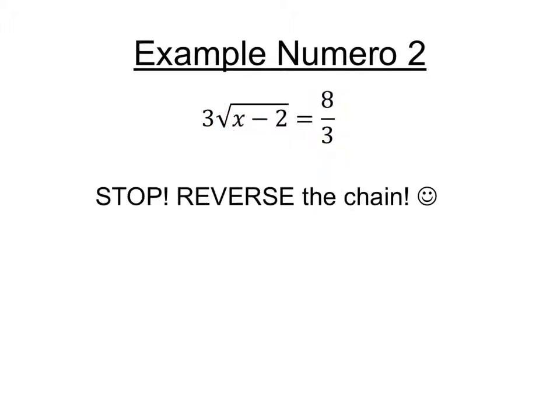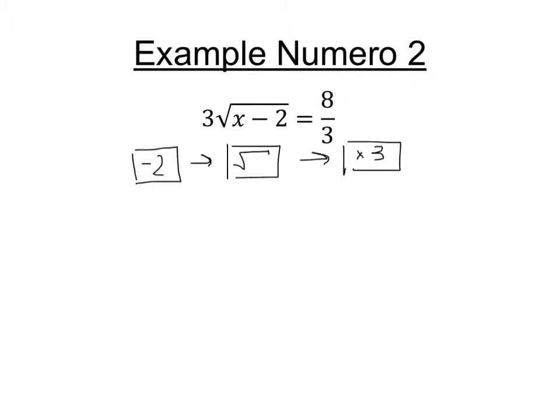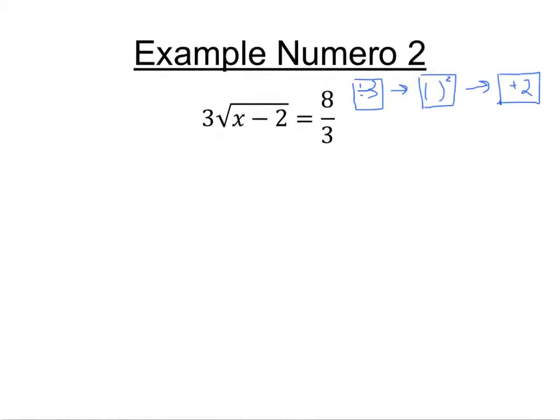Now take a second and reverse your chain. All right, this was the chain for this equation. To reverse it, I'm going to write it in the opposite order and with the inverse operations. So first would be divide by 3, then square the whole thing, then we would add 2. Now we are going to perform each operation in the blue chain up here to the left and the right-hand side of our equation. You go ahead and do that.